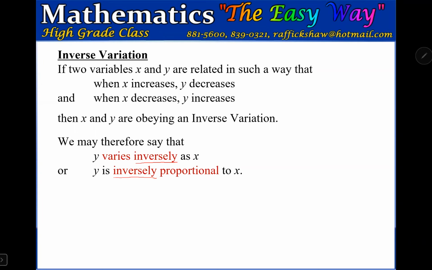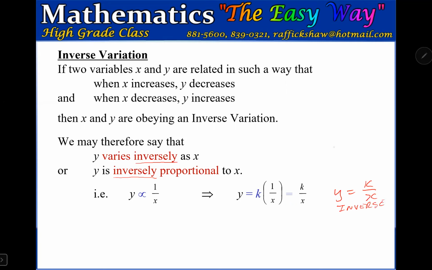In that case, this is what you write now, the inverse. So y is proportional to 1 over x. In that case, y is equal to a constant times 1 over x. Or we can just write y equals k over x. This is for the inverse variation.